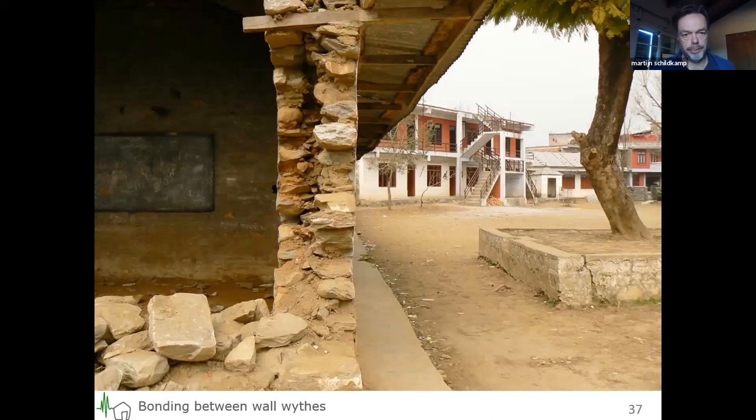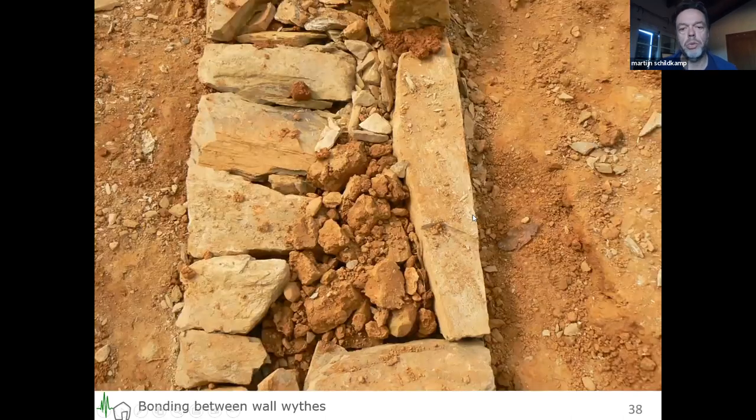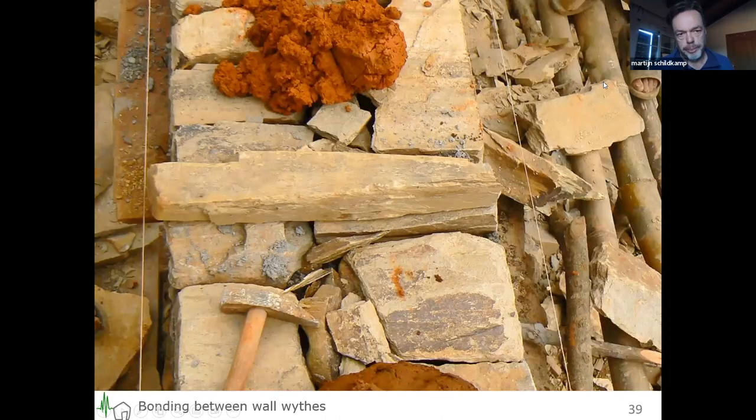Now, you can see it here. This looks like one wall, but it is basically three walls. What you see here is a layer of stones on this side, and a layer of big stones on this side. And then there's some loose stuff here in the middle. And here you see it in more detail. Now, what you would prefer is to have this stone in this direction, right? This is how we create bonding.